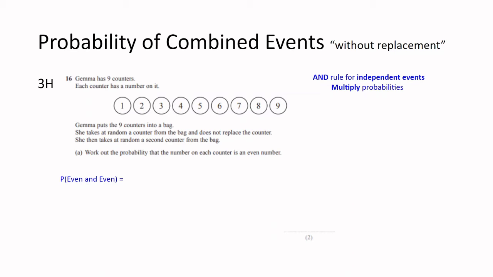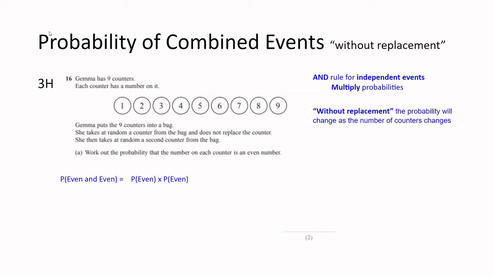Now you should remember the AND rule for independent events. Although she's taken out one of the counters, and that does affect how many counters are left in the bag, that doesn't affect her chances of taking an even as compared to an odd on her second try. So these are independent events, so the probability that one happens and then the other happens, we multiply them together. So again, since this is without replacement, the probability that she got an even on the first try is not the probability that she got an even on the second try.